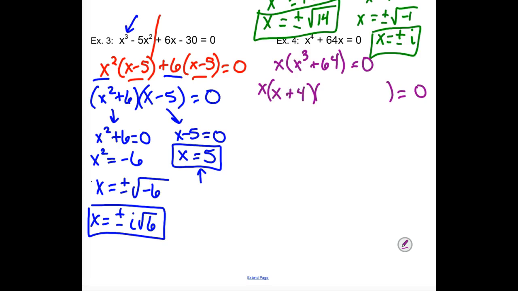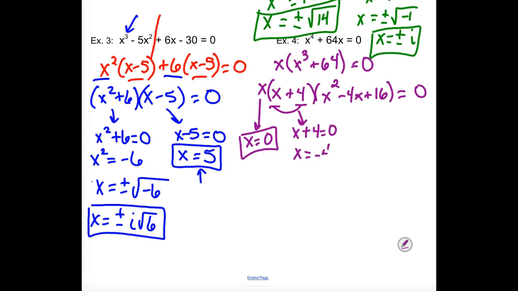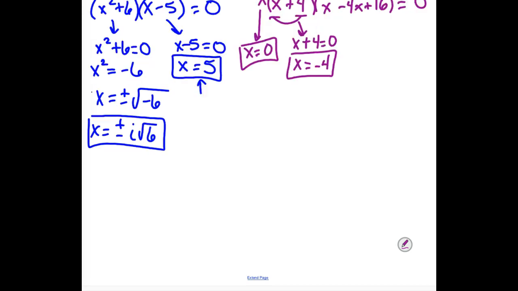And then the trinomial piece, I take the first term x and square it. I take the product of these two, so 4x, and change its sign, so negative 4x. And then I square the second term, which gets me a 16. Setting each of these equal to 0. One of my solutions is that x could be 0. One of my solutions, x plus 4 being 0, would lead me to say x would have to be negative 4. And the trinomial piece, since it can't be factored any further, I'm going to need to use the quadratic formula for that.